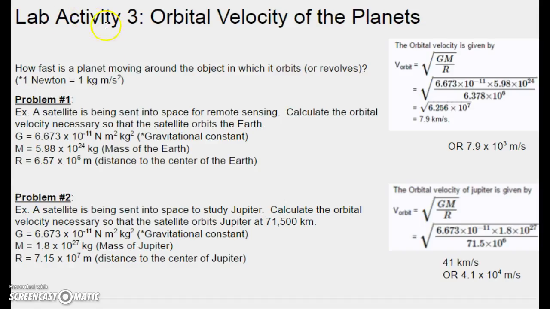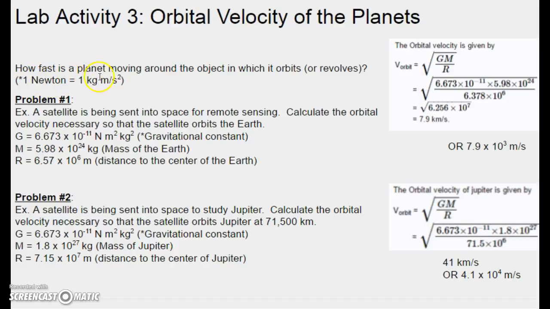So here's a new part of Lab Activity 3. We will be solving these. We'll do these in class. The orbital velocity of planets. The orbital velocity is going to equal the square root of G, the gravitational constant, times M, the mass of the body, divided by r, the distance to the center of mass of the object orbiting, to the center mass of the object in which it's orbiting. So how fast is a planet moving around an object in which it orbits, or revolves?